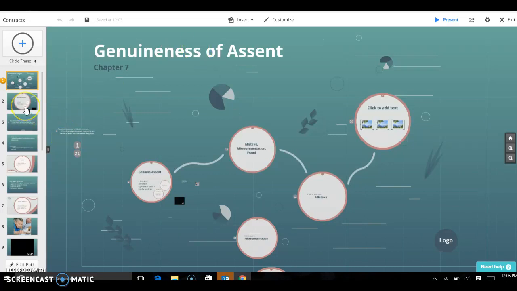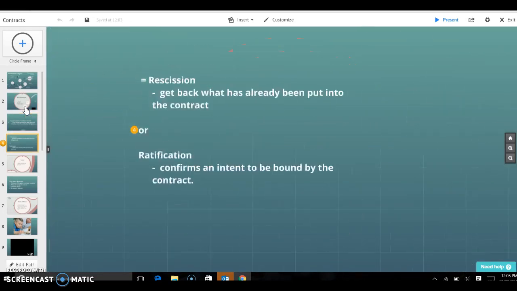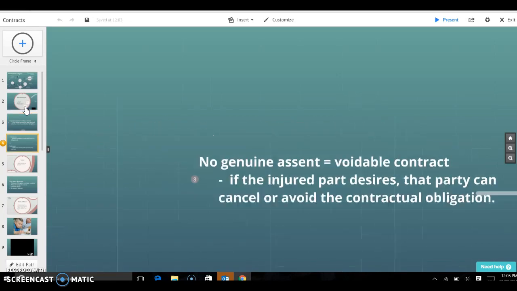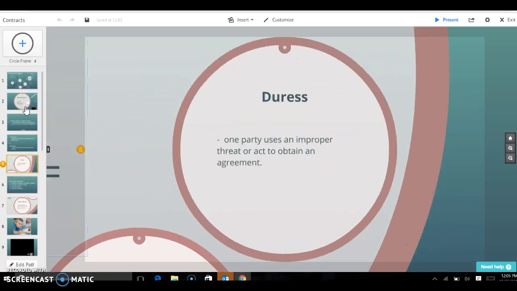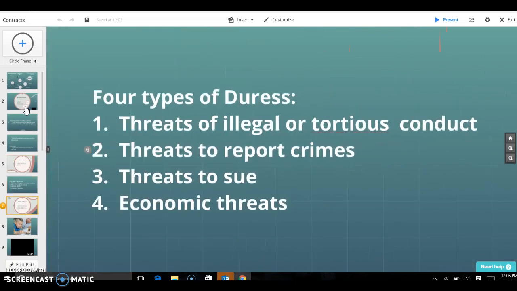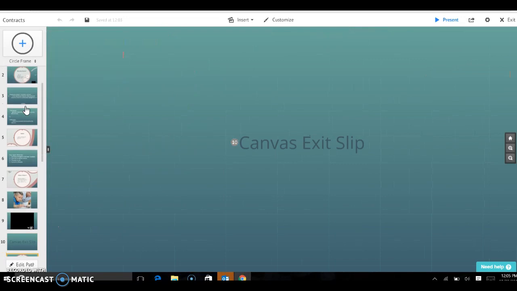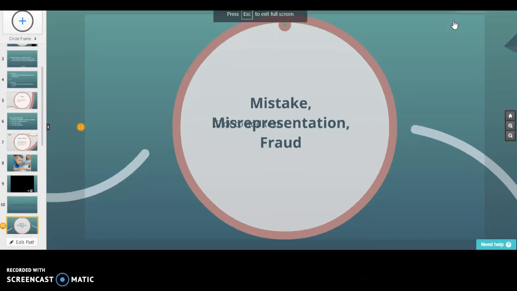This is your first assignment doing the notes, and then there's some stuff in Canvas that you can do afterwards. Remember, we're talking about contracts and genuine assent. We talked about that yesterday. We looked at duress, forcing somebody into a contract, the 4 types of duress. We looked at undue influence, and what that means. And so today, we're going to talk about mistake, misrepresentation, and fraud.